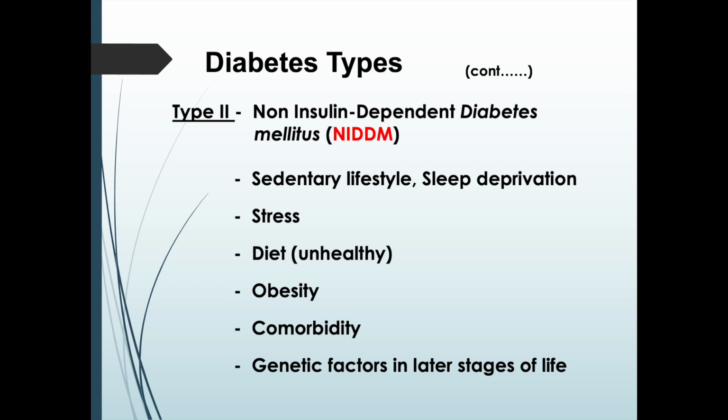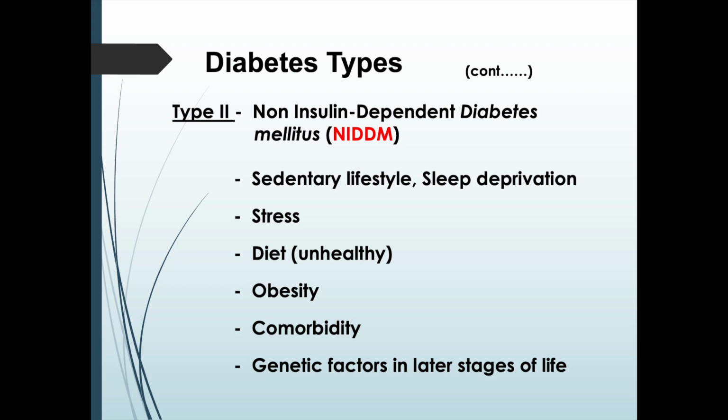Sleep deprivation is another factor that can also start type 2 diabetes. Stress is another factor, either biochemical or physical stress, emotional stress, familial stress, job stress, all those come into that stress. Diet, again, unhealthy diet, eating biryani, mandi, and whatever, all those high-fat diets, that is also unhealthy food. Again, with a sedentary lifestyle, persons are going to get type 2 diabetes very fast.